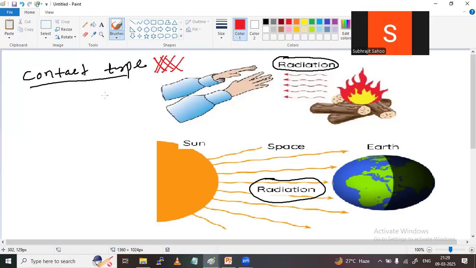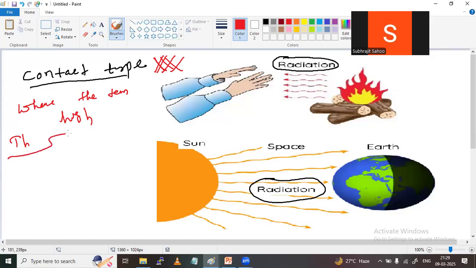Sir, what are those cases? Those cases where the temperature is very high. Where is it generally found? In a thermal power plant, a coal fired power plant, where coal is burning at a very high temperature. In that case, the contact type fails to monitor or measure the temperature.